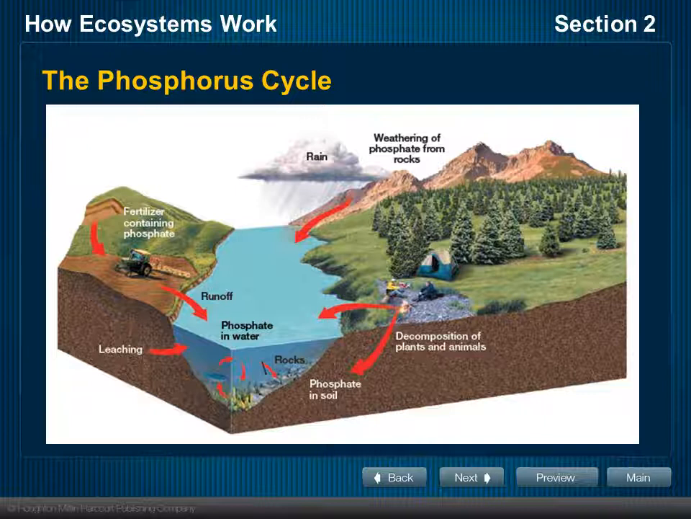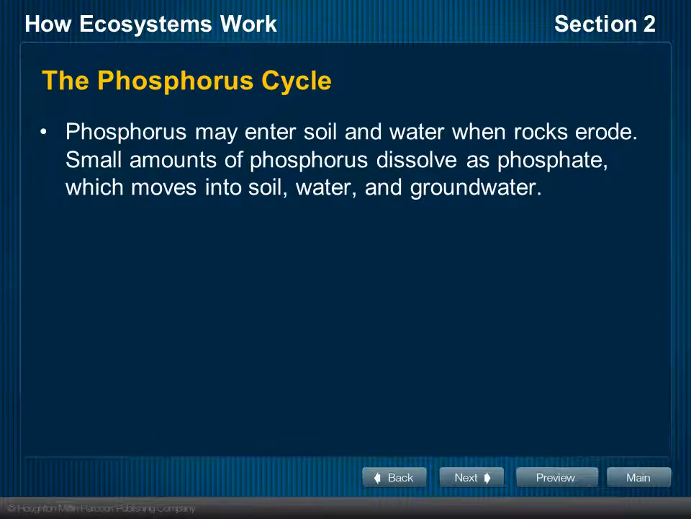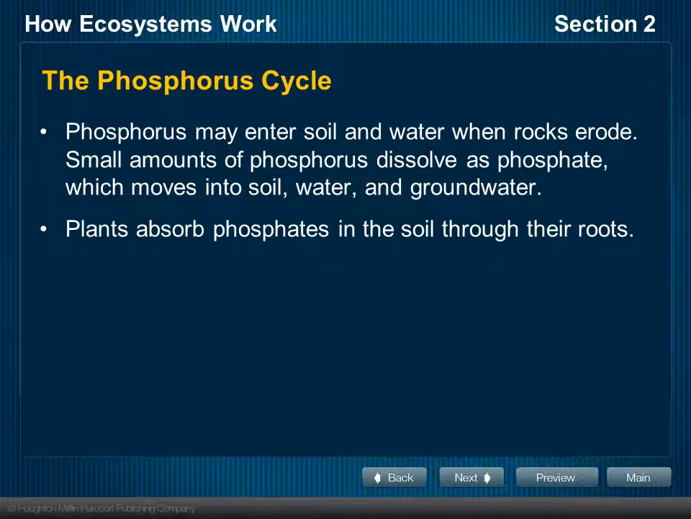This diagram shows the phosphorus cycle slightly differently. There's phosphate within rocks, and weathering and then erosion can bring the phosphate into bodies of water, decomposition of plants and animals, phosphate in the soil, phosphate into water, rocks, fish, runoff, leaching, fertilizer. All of this is part of the phosphorus cycle. And so we see that phosphorus enters soil and water when rocks erode. Small amounts of phosphorus dissolve as phosphate, which moves into soil, water, and groundwater. And then plants absorb the phosphates in the soil through the roots.